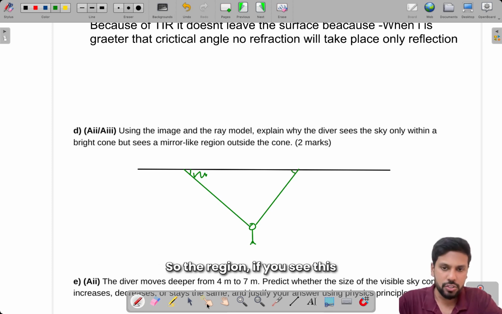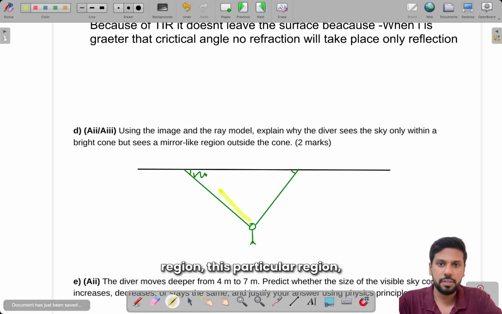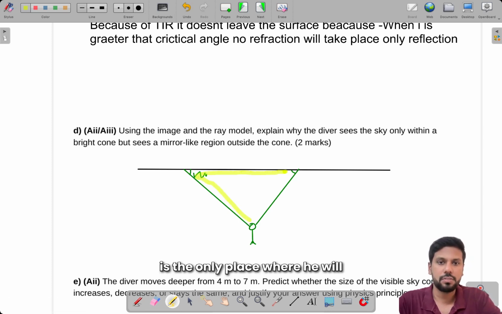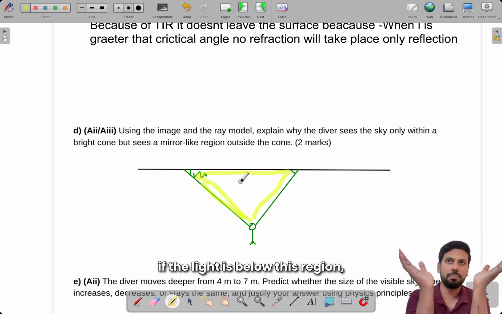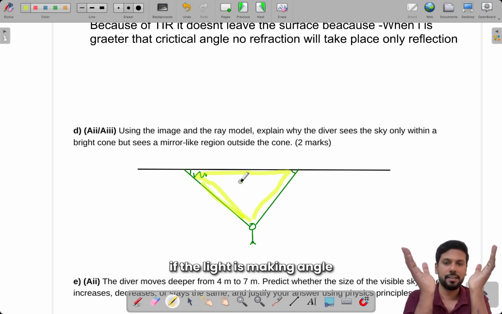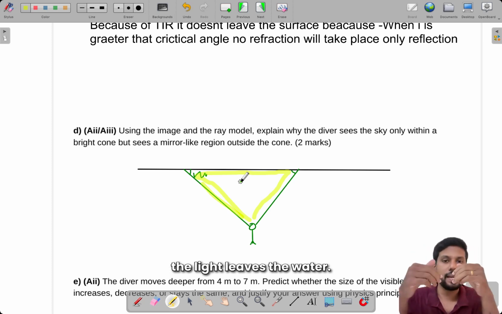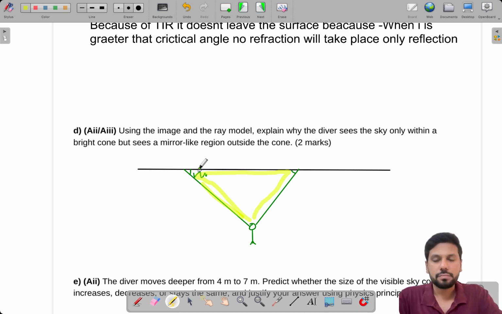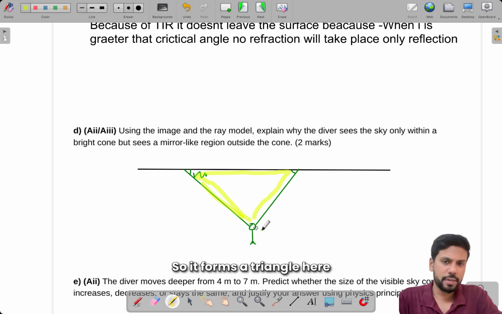So this particular region is the only place where he will be able to see things outside, because if the light is making an angle smaller than that, that is when the light leaves the water. That is where the light leaves the water. So it forms a triangle here, in 2-dimension, it forms a triangle.